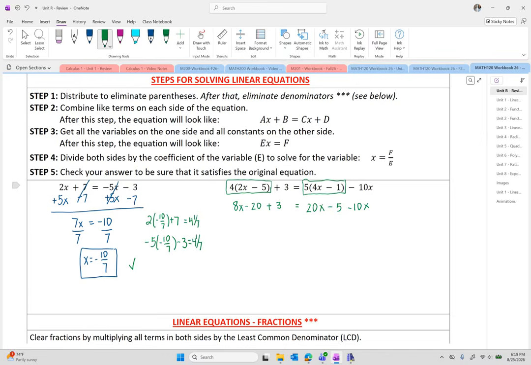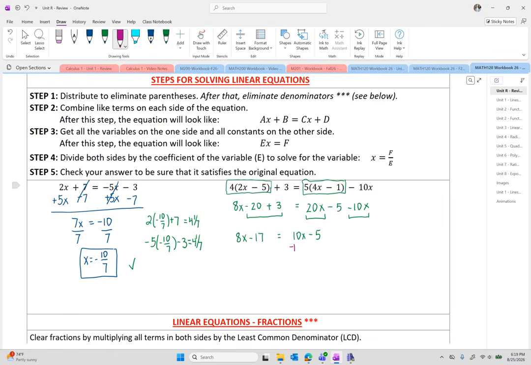Step number 2 says after you have eliminated parentheses, add like terms. I will add the 20 and the 3 and the 20x with the negative 10x on the right side. So I will end up with 8x minus 17 on the left equals 10x minus 5 on the right. And then I will follow the process for steps 3 and then steps 4.